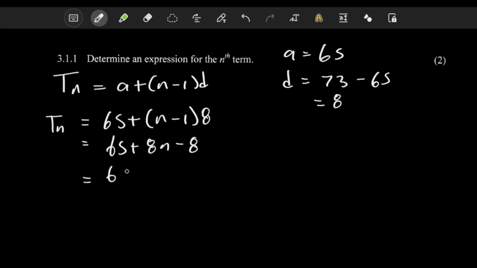And this is 65. Let's just put the 8n first. 65 minus 8, let's see what that gives us in the calculator. That's going to give you a positive 57. So this is a positive 57. There's Tn over there. They'll give you 2 marks for that.